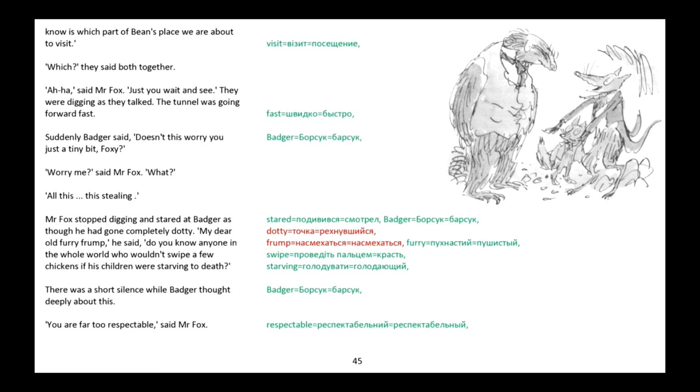They were digging as they talked. The tunnel was going forward fast. Suddenly Badger said, "Doesn't this worry you just a tiny bit, Foxy?" "Worry me?" said Mr. Fox. "What? All this stealing?" Mr. Fox stopped digging and stared at Badger as though he had gone completely dotty. "My dear old furry frump," he said, "do you know anybody in the whole world who wouldn't swipe a few chickens if his children were starving to death?" There was a short silence while Badger thought deeply about this. "You are far too respectable," said Mr. Fox.